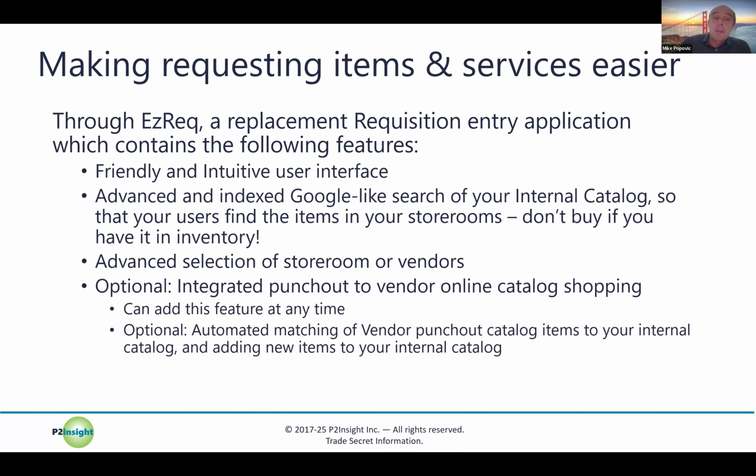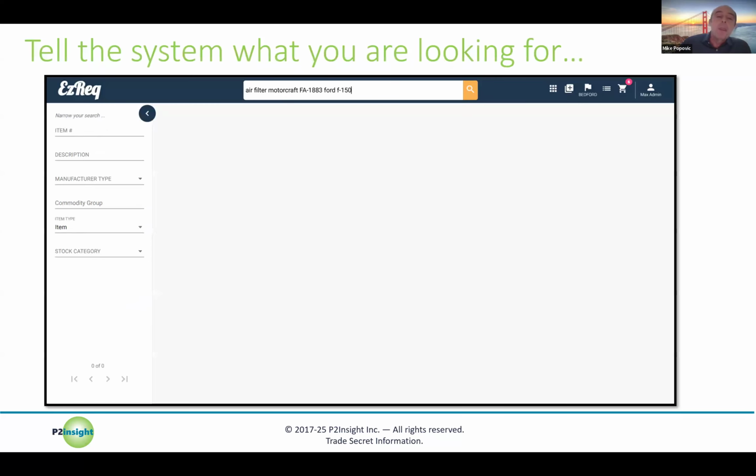We've basically developed a product called EzReq. It's a replacement for the requisitioning application in Maximo, and it contains the following features: a friendly, intuitive user interface, an advanced index Google-like search engine, advanced selection of items and vendors, and an optional integration to punch out vendor online catalogs. So if you can't find it internally, if it's not inventoried, we'll help you find it externally from a supplier.